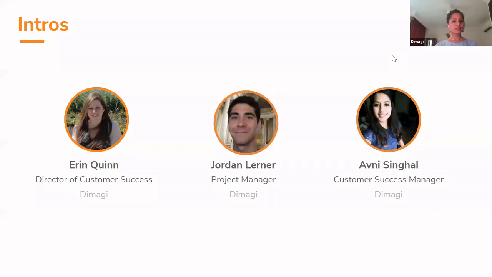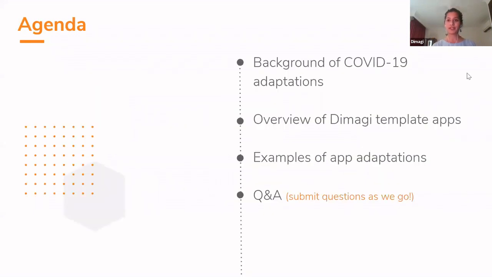So without further ado, let's just get into the agenda for the day. So broadly, we're going to be talking about the background of COVID-19 adaptations and what are some things you need to consider before you start making these tweaks to your applications. And we're going to run you through some use cases and examples of these adaptations. And of course, the Magi's template applications. And we have a home-based care template app, which we'd like to showcase.